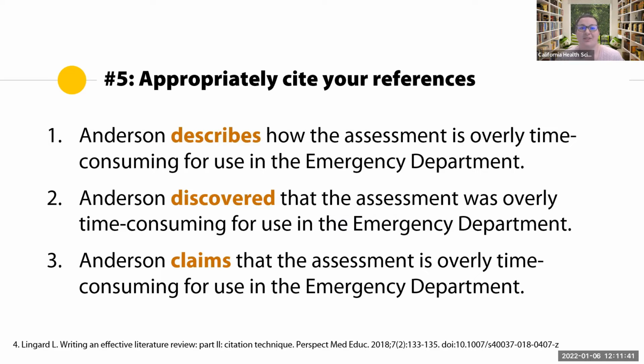Another thing, and this also goes back to some other work that Lingard wrote about when we're talking about appropriately citing your sources, is to think about the verbs, or actually all your statements and how you use them. I'll give you a moment to read these 3 sentences and think about what are the differences here. Anybody have any observations that they'd want to share in the chat or verbally?